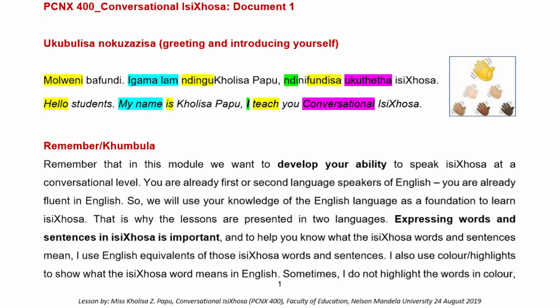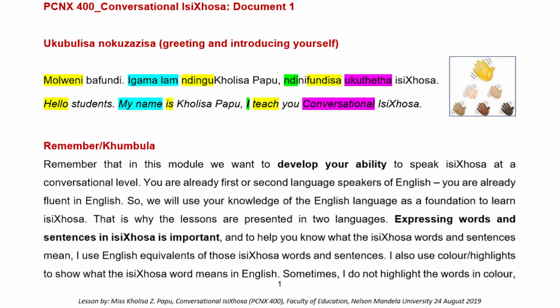As we continue with the lesson and you get used to the color coding of IsiXhosa and English words, please do this. As I say the IsiXhosa expression, try to predict what the English expression would be. And remember, there may be more than one way of saying it, but at least try to get one way of saying it. So, in this lesson, we have two documents.